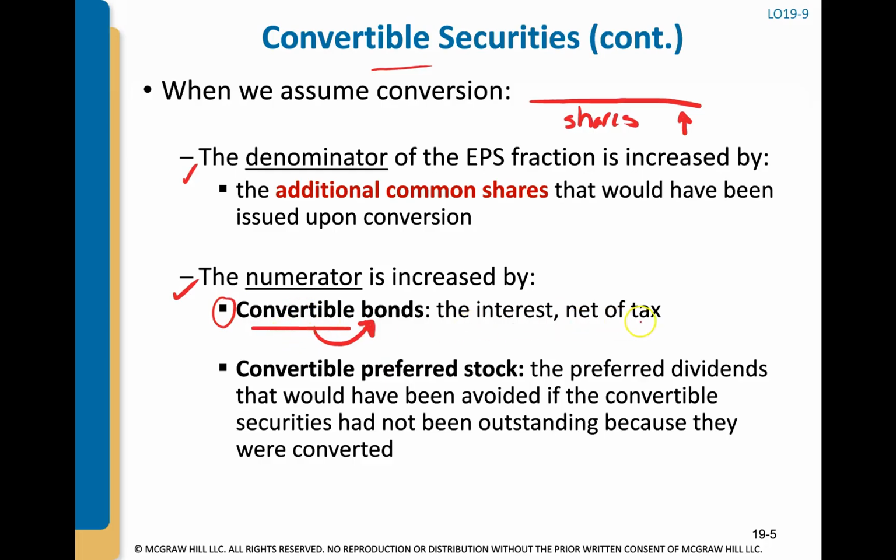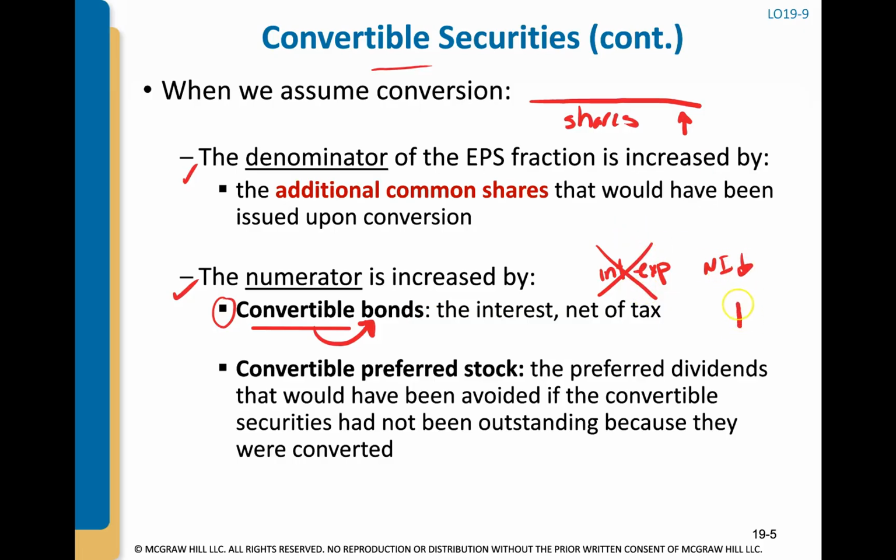So let's see how this affects our EPS. If we have bonds payable on our books, those bonds pay interest, and so the company will pay that interest and record interest expense. What does interest expense do to our net income? It reduces it. So if we now assume that these convertible bonds are actually converted into common shares, then the company doesn't have that interest expense anymore.